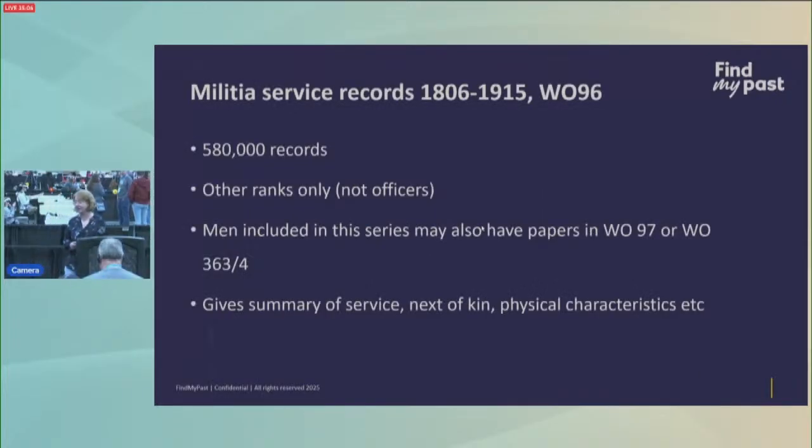All right, 580,000 records. I can read. This, again, is other ranks, not officers. It includes men who may also have papers in series WO97 or WO363/4, gives a summary of service, the next of kin, physical characteristics of the individual, etc. So this is kind of basic enlistment records.